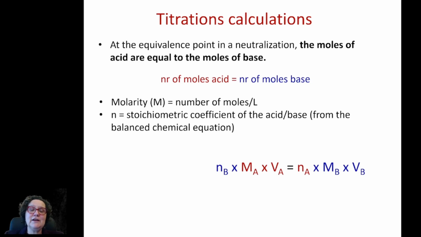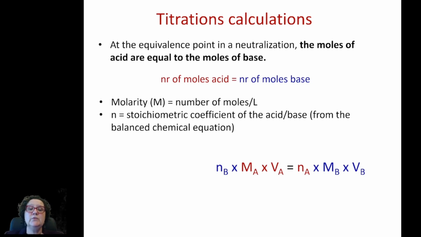So when you are at the equivalence point, that means that the number of moles you have of acid is the same as the number of moles you have of base. And that's how you can work out the concentration of an unknown. Because if you, for example, don't know the molarity of the acid, but you know the molarity of the base, and you know how much base you have added, and you know how much acid you started with in your flask, then you can work out the concentration of the acid. So you use the two things.